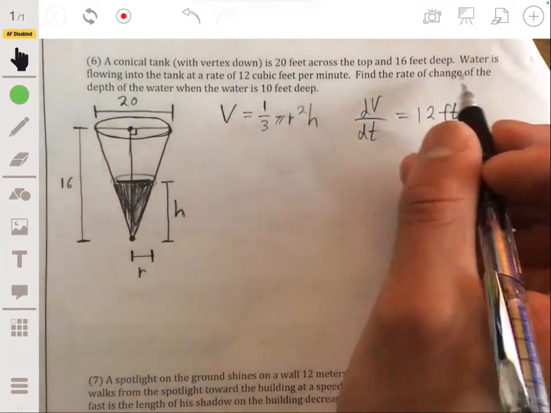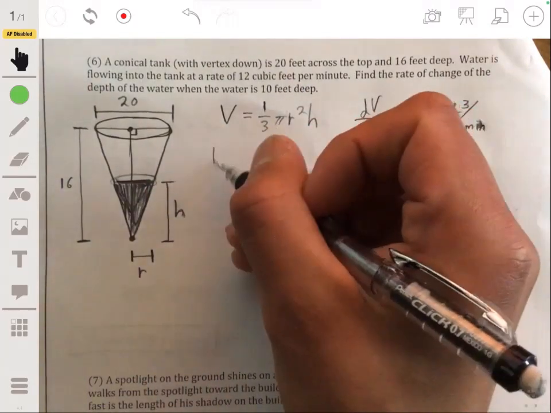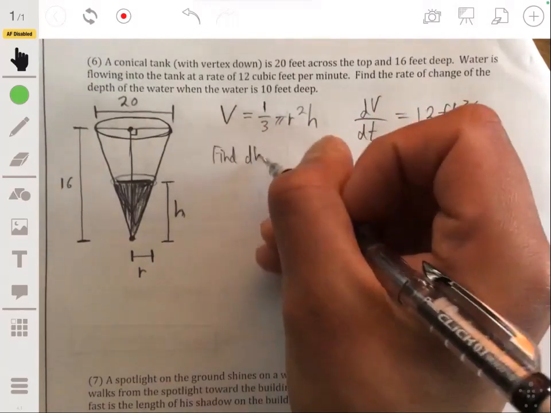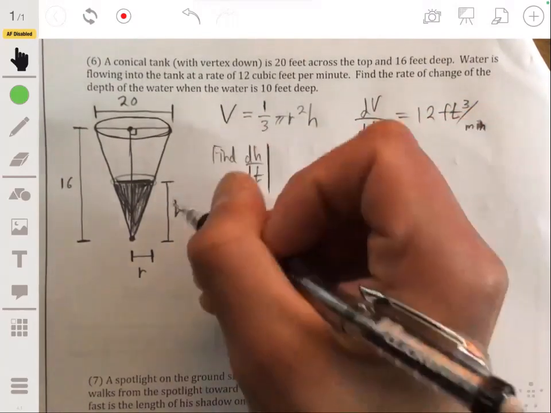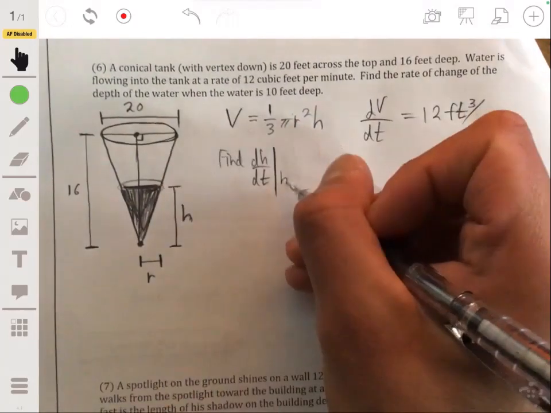And so we want to find the rate of change of the depth of water. So this is going to be our depth of water. So we want to find dh/dt when the depth of water, so when this height, is 10.